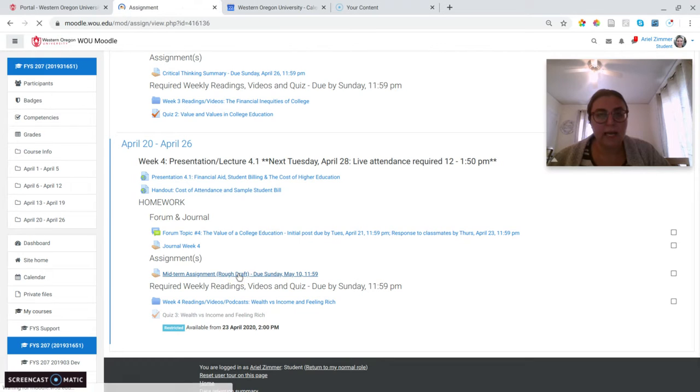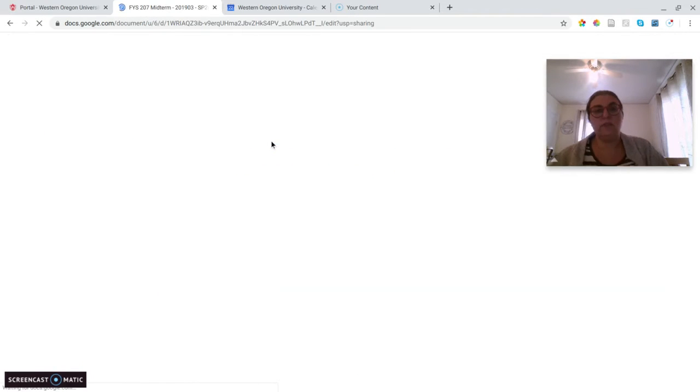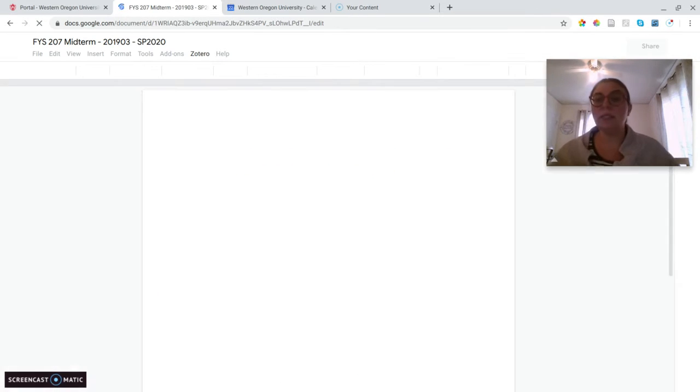But you'll find the assignment under assignments, week 4. So you're going to see 2 links here. One is for the assignment instructions along with a grading rubric, and the other is an example assignment. First things first, let's go through the instructions.